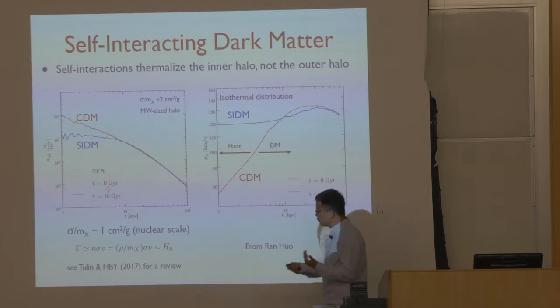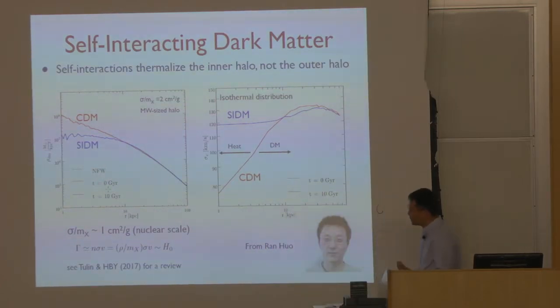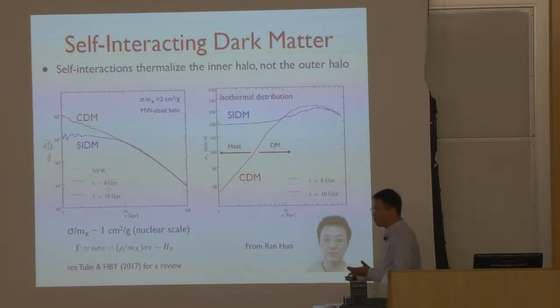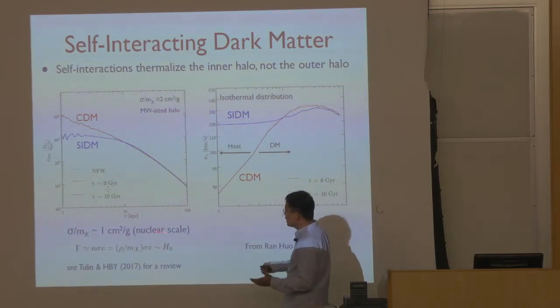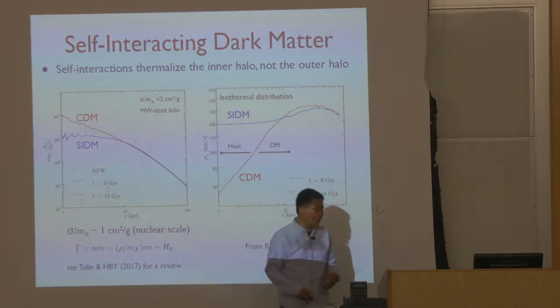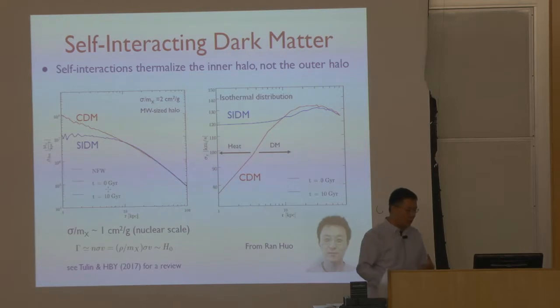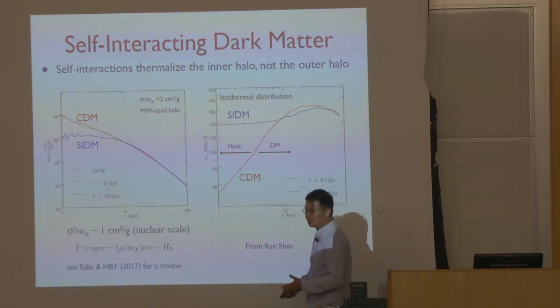Because in observation, you only look at the mass density. You cannot figure out what the number density is, because you don't know the dark matter mass. So you take this parameter, 1 cm² per gram. You don't need to remember this number. It's very close to the nuclear scale cross section, just like a proton-neutron interaction cross section. With this cross section, collisions can happen a few times per age of a galaxy, right?